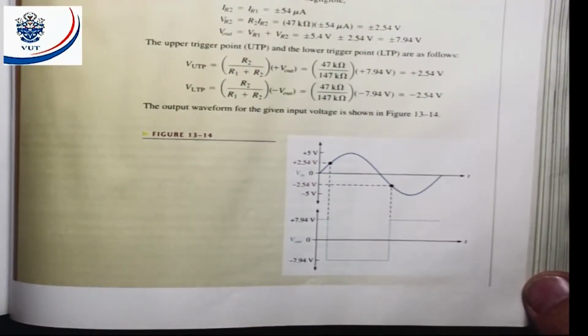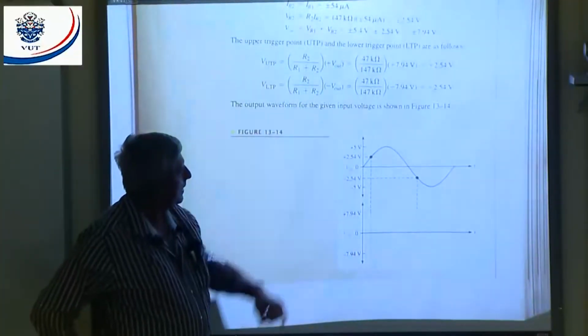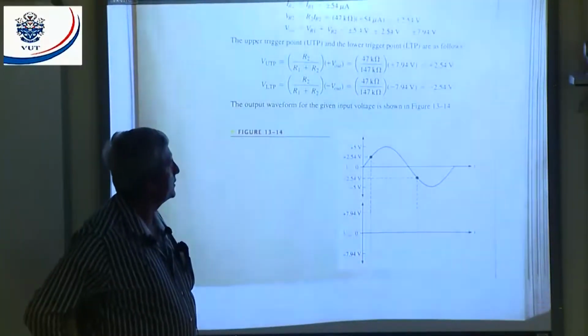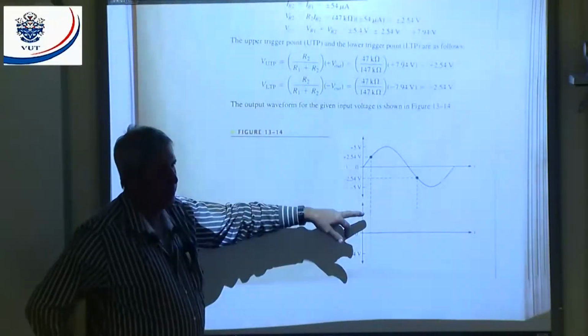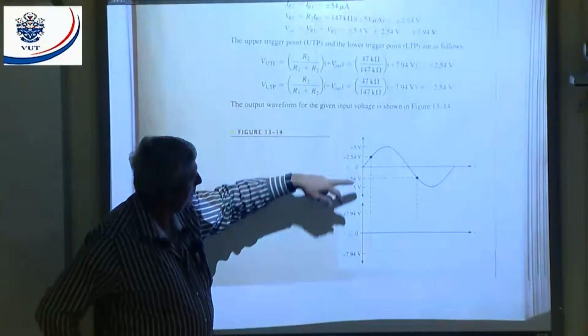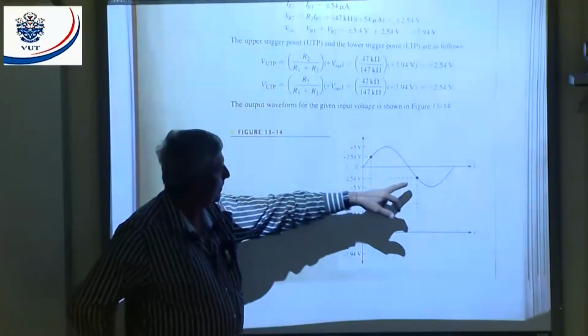And there's my output. The input was, as I already mentioned, plus 5 volts to minus 5 volts, sine wave. And there's my upper trigger point, and there's my lower trigger point. And that means when my signal here is negative with respect to my upper trigger point, I will have positive, because I'm using the inverting input. When my input signal goes below my lower trigger point, then it's negative, then it'll shoot up positive. All right.